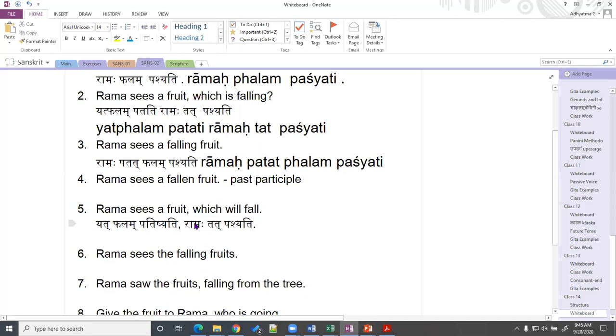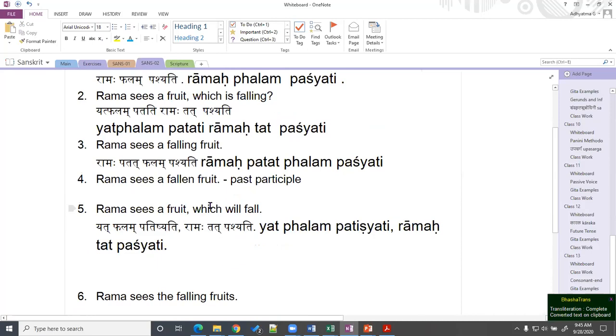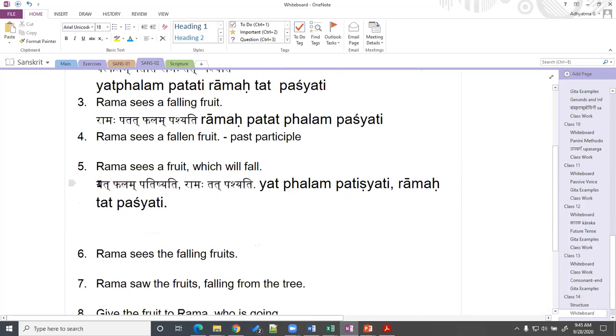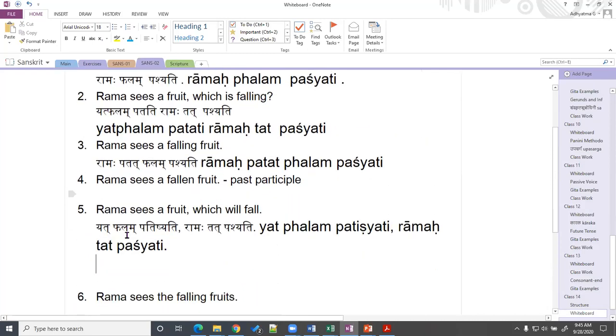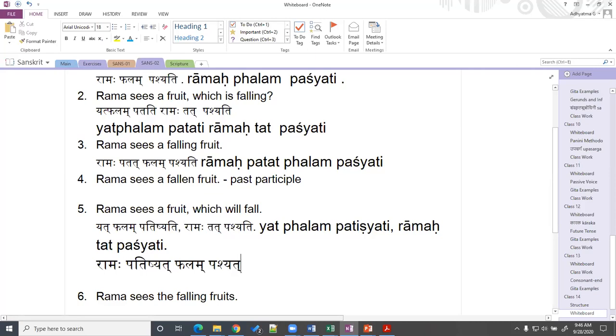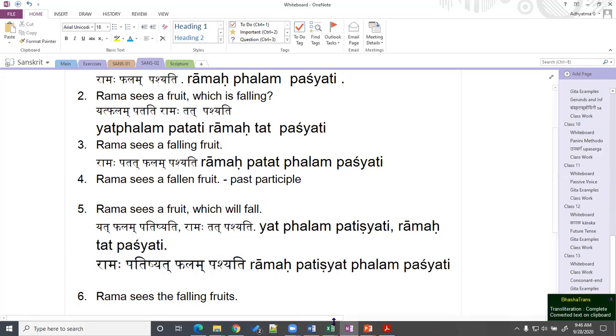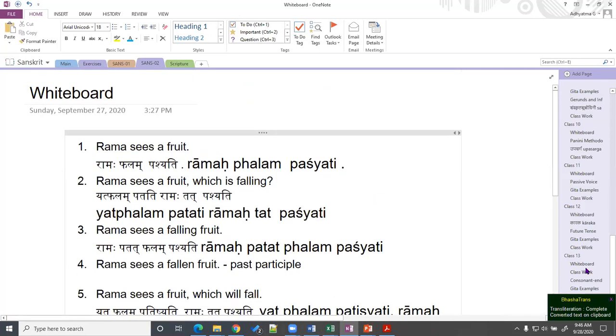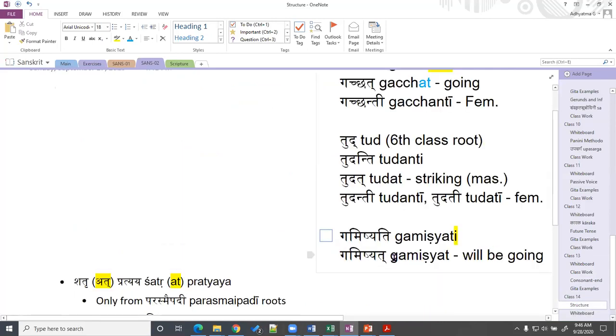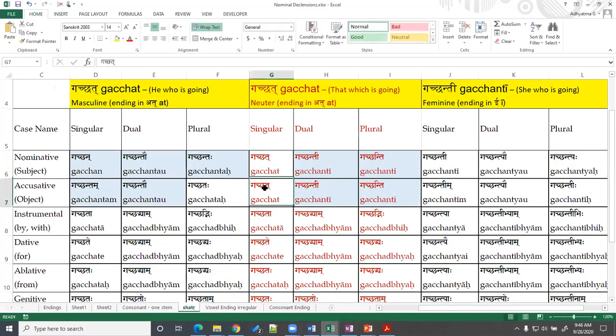But now if I make the same sentence as a participle sentence, how will I make it? Exactly the same way as I made the present sentence. So I will say: Ramaha patishyat phalam pashyati. You see the base word would be patishyat here, just like gamishyat. So it will be patishyat, and in the neuter patishyat. That's how it will go.